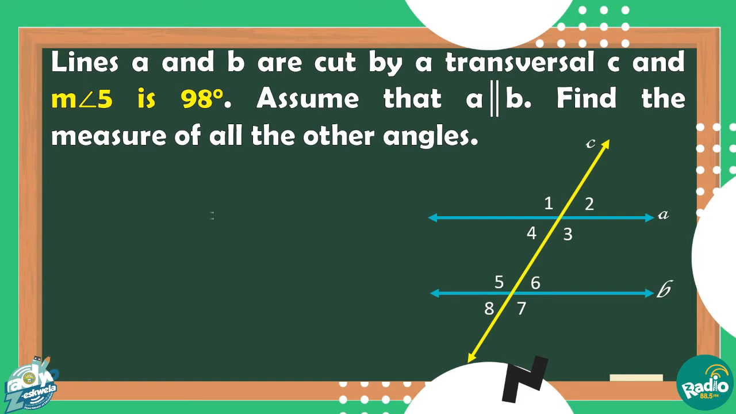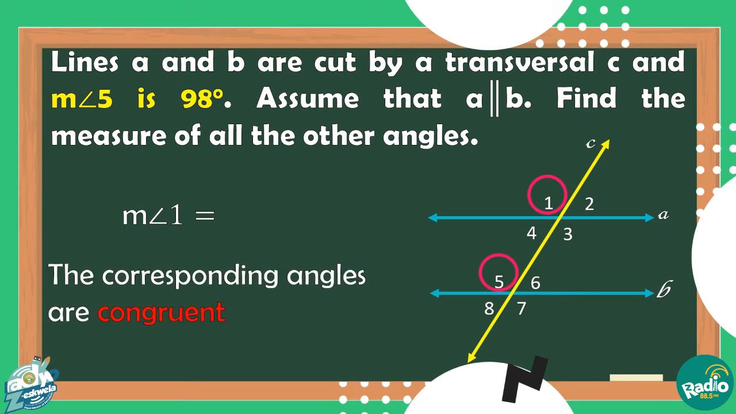Let's begin with the measure of angle 1. We all know that angle 1 and angle 5 are both corresponding angles. And we also know that corresponding angles are congruent. If the measure of angle 5 is 98 degrees, therefore, the measure of angle 1 is also 98 degrees.